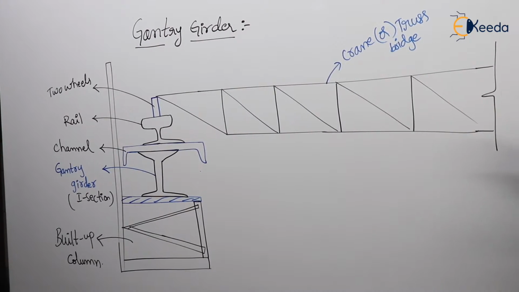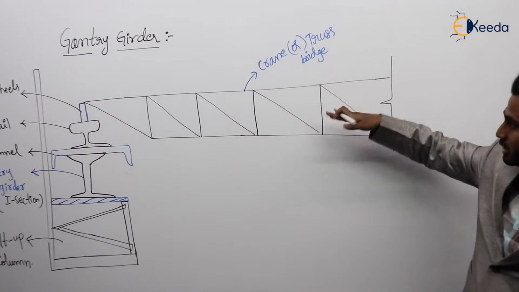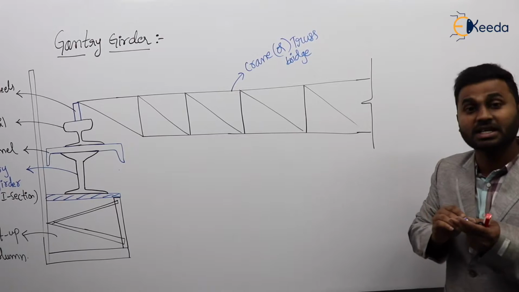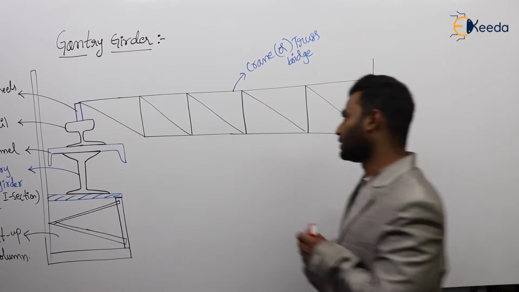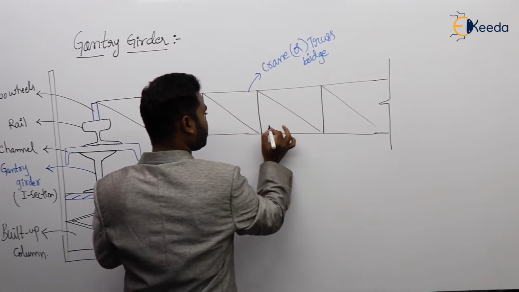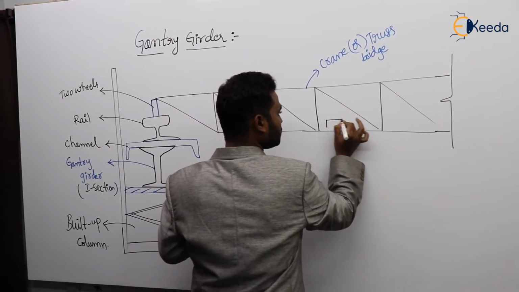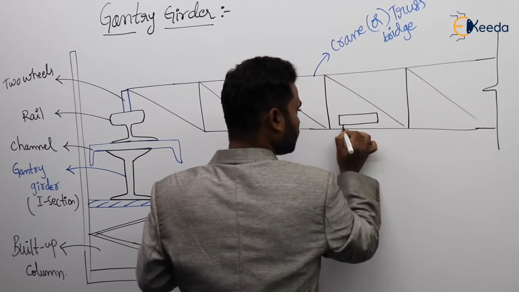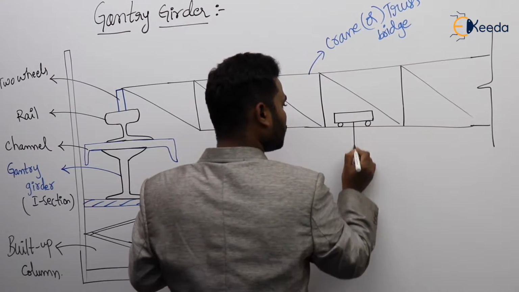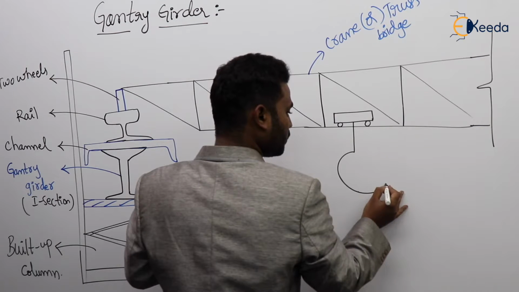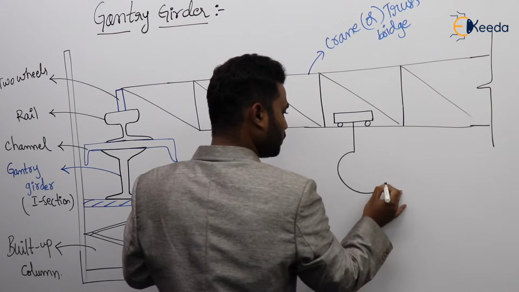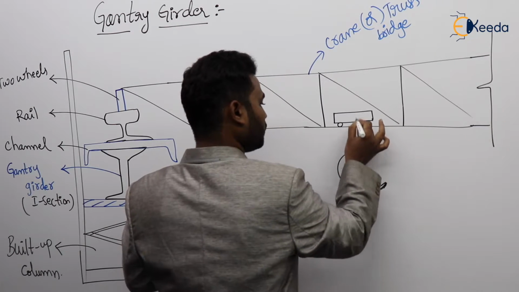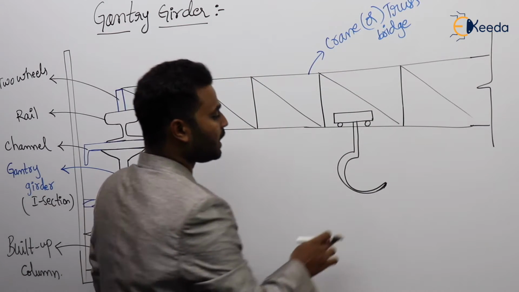Agree? So now there exist two trusses. Clear? This is one truss, and next to that there exists one more truss. On this truss there exists a trolley or crab like this. So this is trolley or crab.